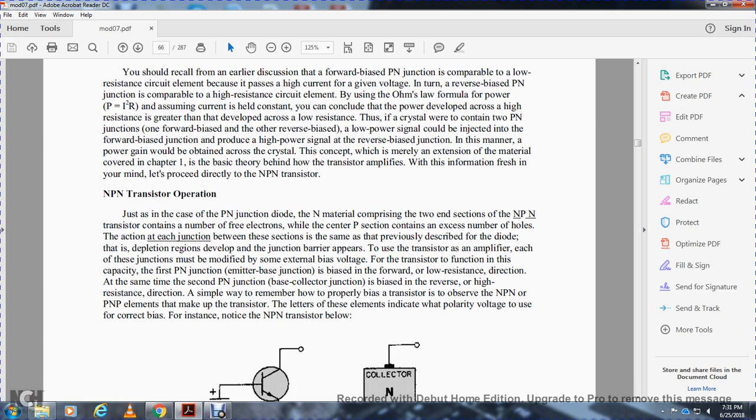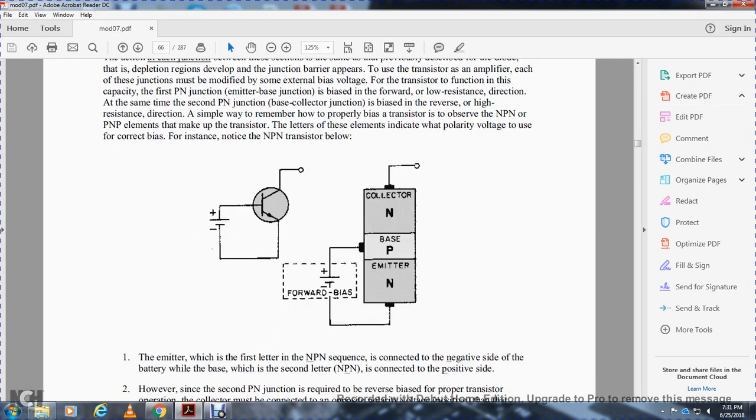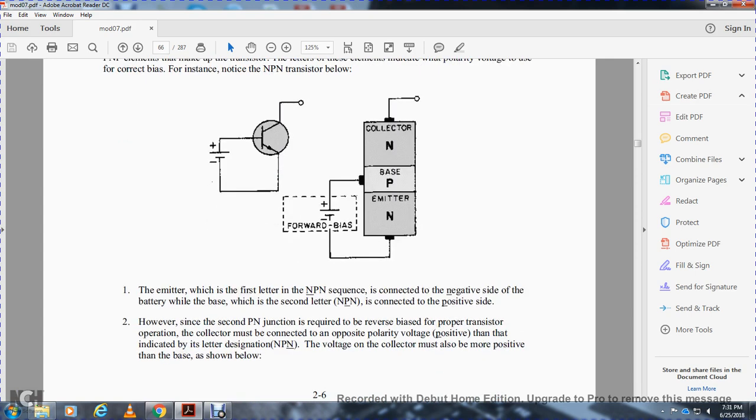The letter of the element indicates the polarity of the voltage to be applied for the correct bias. For instance, the negative positive negative transistor below shows forward bias, collector negative, base emitter. The emitter, which is the first letter of the negative positive negative sequence, is connected to the negative side of the battery. The base, which is the second letter, positive, is connected to the positive side of the battery.